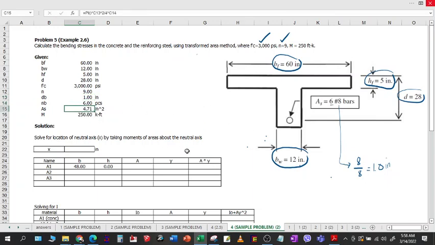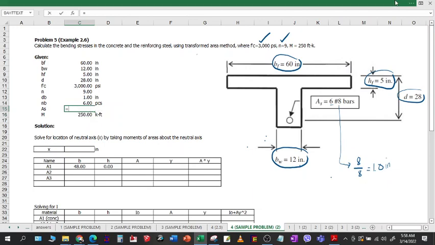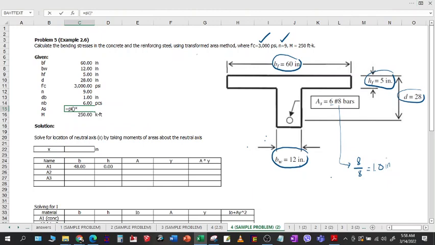And for the As, you can compute using the area for the circle, where the diameter is 1 inch, and then multiply it by 6. So let me just have the formula. That will be pi times the diameter, which is here your db, squared over 4, times the number of pieces, which is here 6 pieces. You will have an area of steel of 4.71, and then the moment is 250 foot-kip.